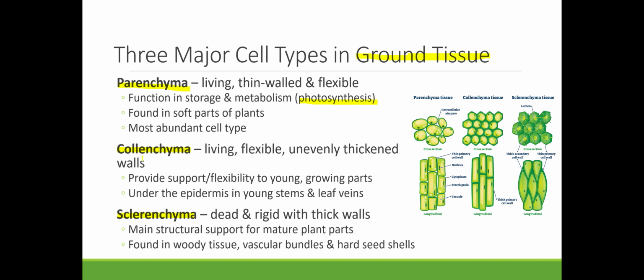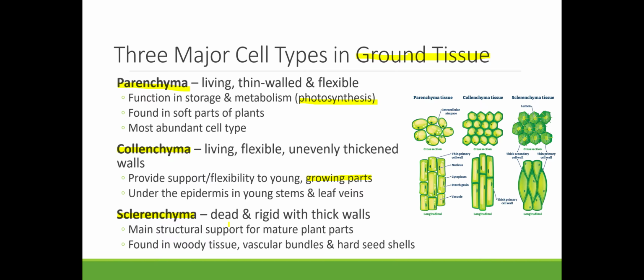Now the next type, your collenchymal cells, are going to be also living, and we're going to find these in areas where the plant is growing. So they're going to be kind of around those apical meristems or those lateral meristems. They're going to be in the areas that are going through that cell division. They do have thicker cell walls than the parenchymal cells, but they're kind of unevenly thickened. So they are going to allow for some support as well as flexibility as those new plant parts grow.